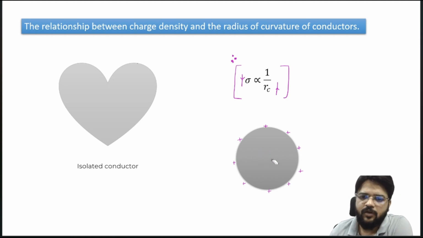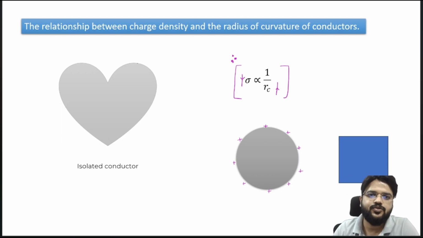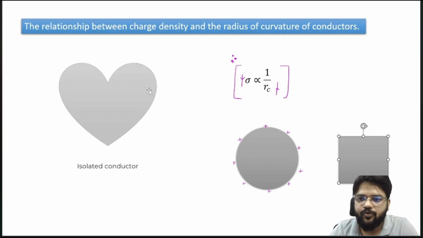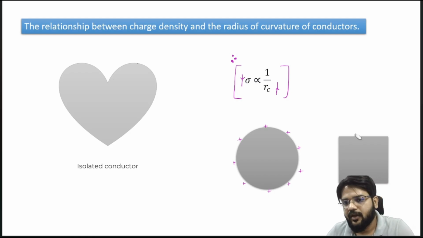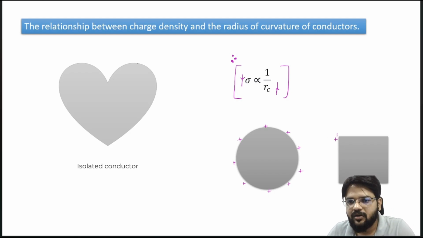Correct? But this will not always happen. Charge is not always distributed uniformly. If I take one square, everyone, now we have one cubical conductor and I am giving some charge, then what will happen? Then at the corner, charge density is greater.